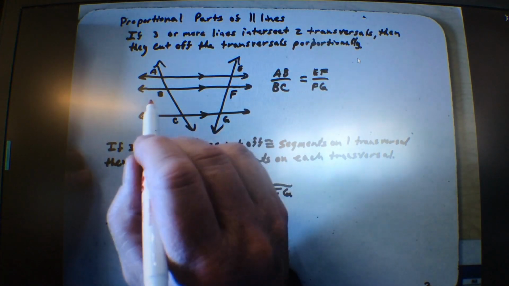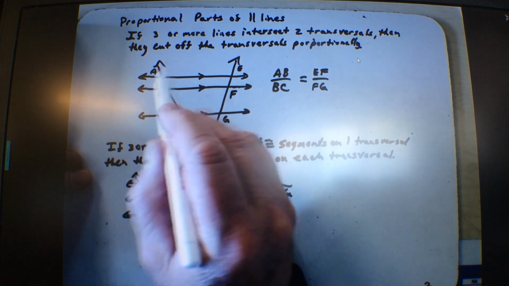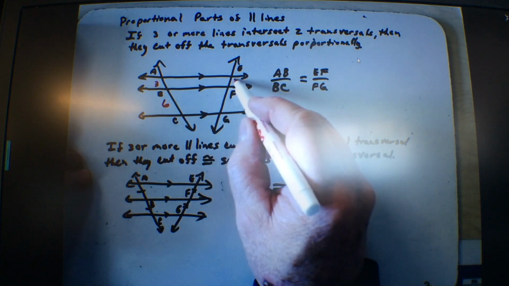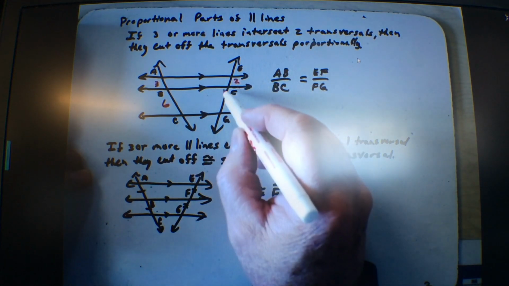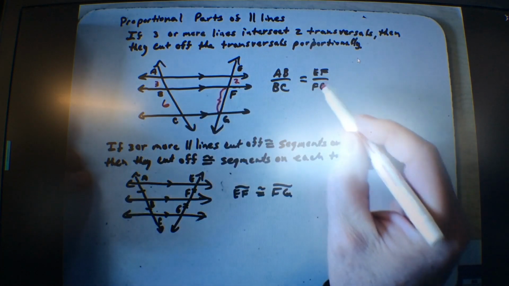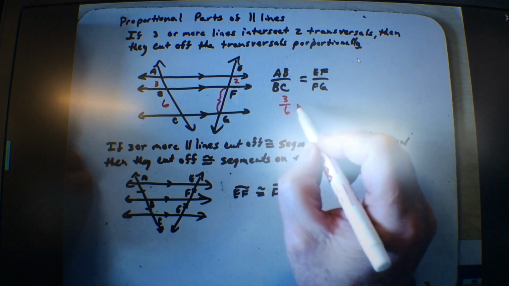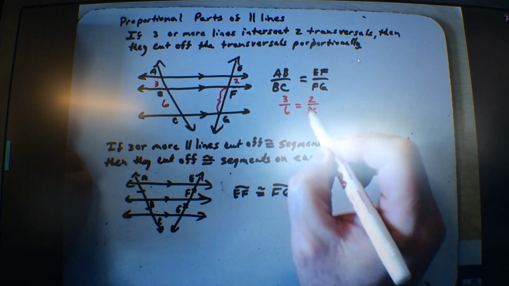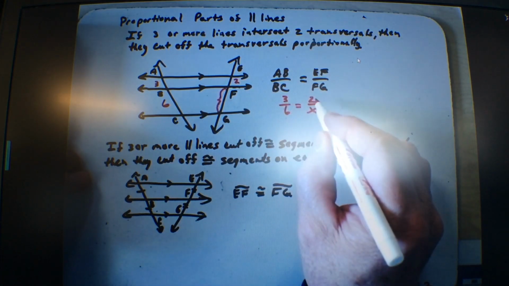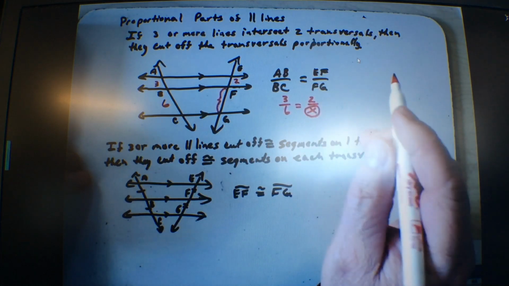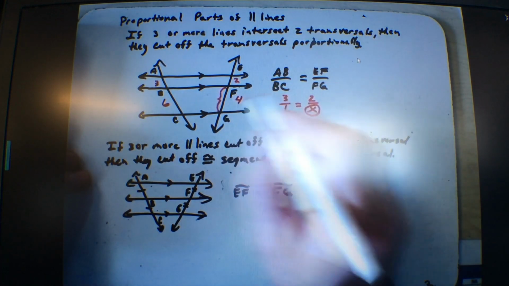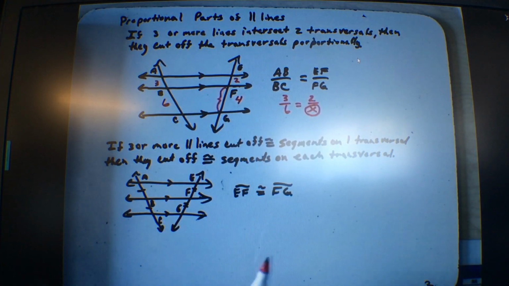So let's say this is 3, and this is 6, and this is 2. How big is this? Well, this says that 3 over 6 equals 2 over what? This is a half, so what do we guess x is without doing the cross product? It would be 4, right? And that's how we get them in proportionality.